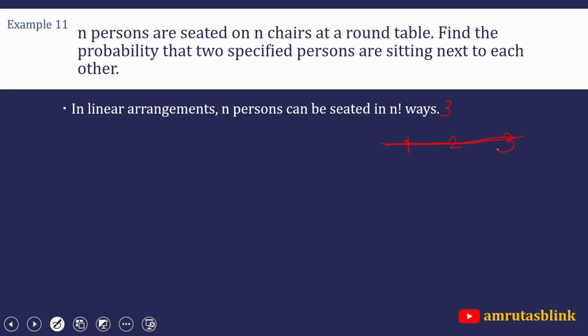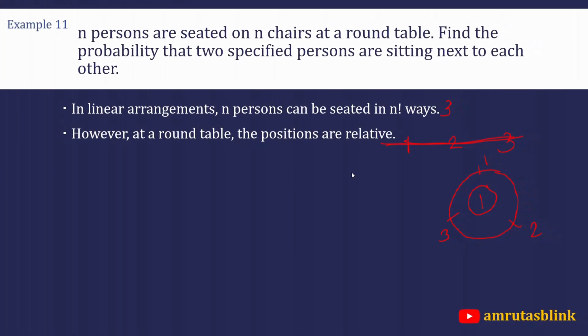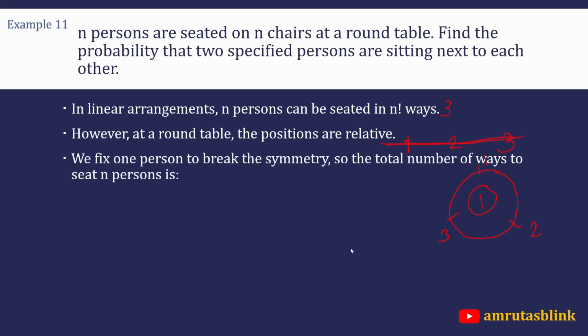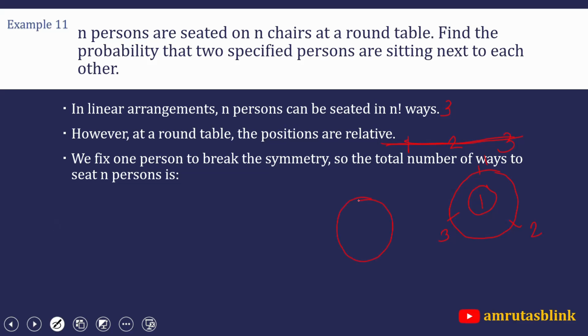But let's say these 3 people are sitting at a round table, so this is your first arrangement. Now let's say we have one more arrangement, that is the second arrangement, where the second person is sitting here, the first person is sitting here, and the third person is sitting here. Now the third possible arrangement: again the first person is sitting here, the third person is here, and the second person is here.